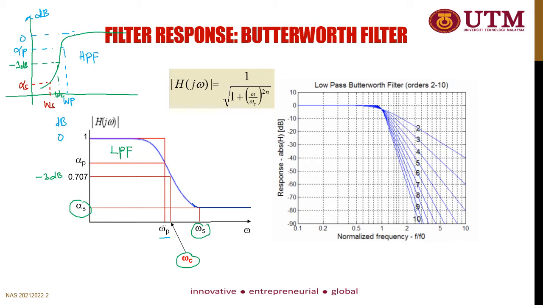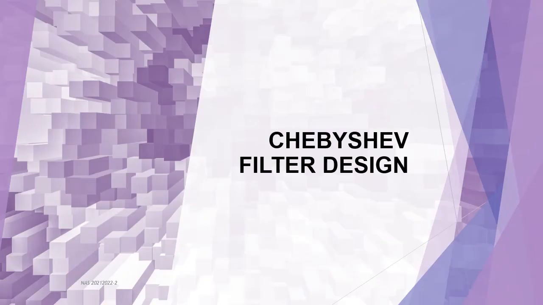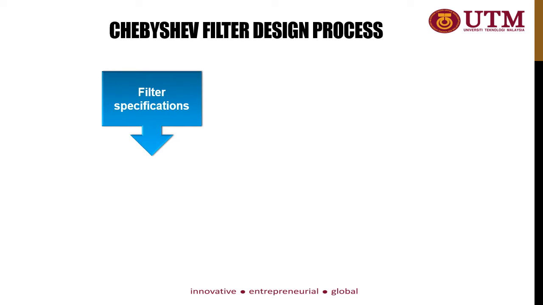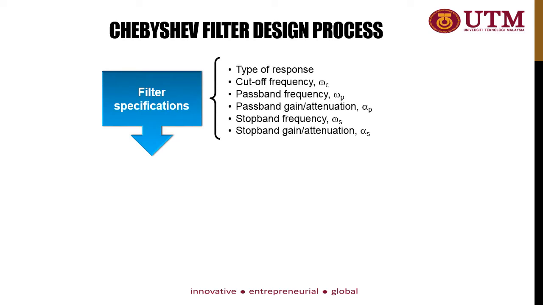Same goes for the Chebyshev just now. If you have a high pass filter, the ripples will occur at the passband area on the higher frequency part. Okay, let's look at how to design a Chebyshev filter. These are the processes involved in designing a Chebyshev filter. The first one, you need to determine the filter specification, the type of response, whether it is low pass or high pass.